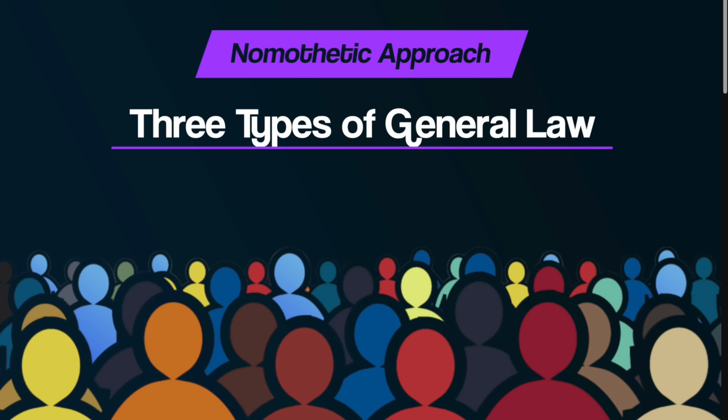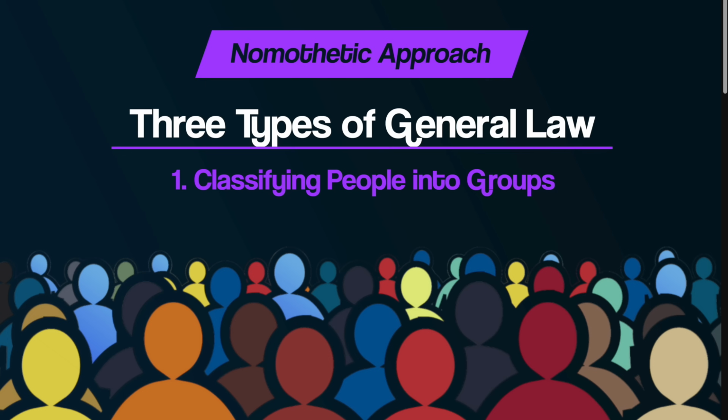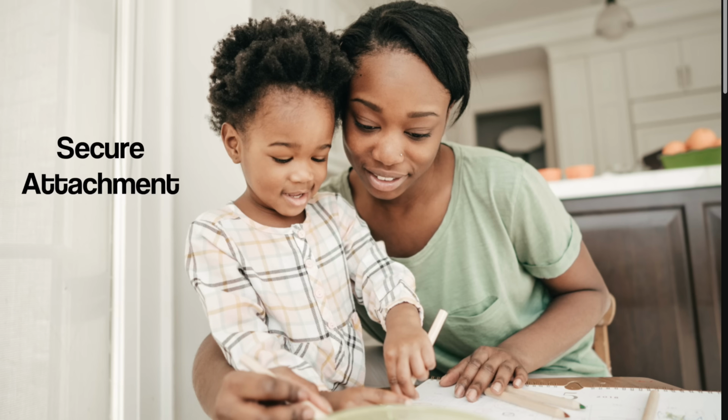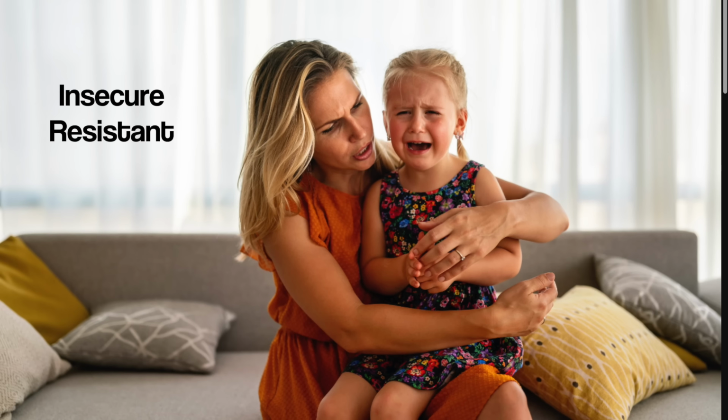We can now be more specific with the nomothetic approach and consider three types of general laws. Number 1, classifying people into groups. Mary Ainsworth's strange situation identifies attachment types, secure, insecure avoidant, and insecure resistant, that can be generalized to populations.